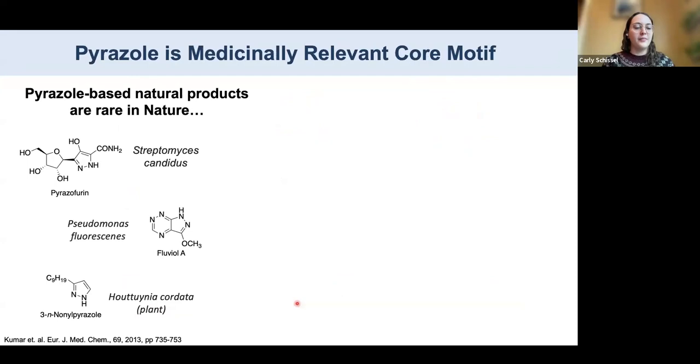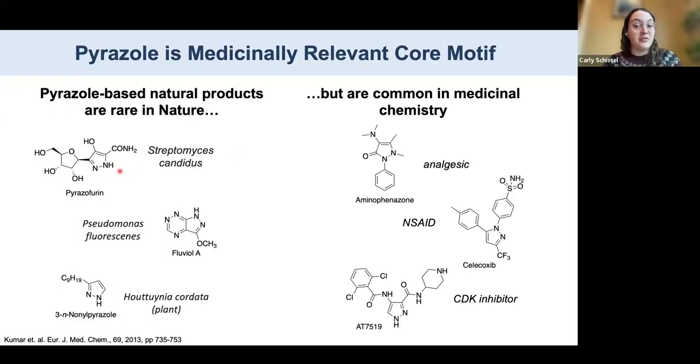And so we've been able to install pyrazoles in the backbones of peptides, and this is really interesting because pyrazoles are medicinally relevant core motifs, although they're actually very rare in nature because it's hard to form nitrogen-nitrogen bonds in nature. However, they're very common in medicinal chemistry, and here's just a few examples of drugs with pyrazoles making up their core motif, but this includes analgesics, NSAIDs, and the CDK inhibitor.